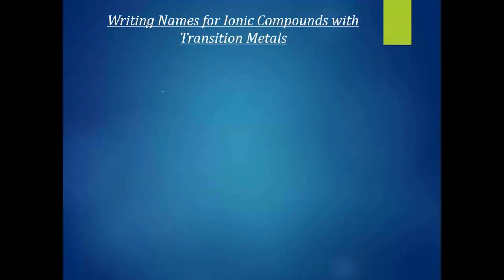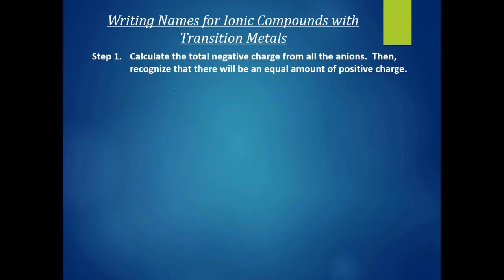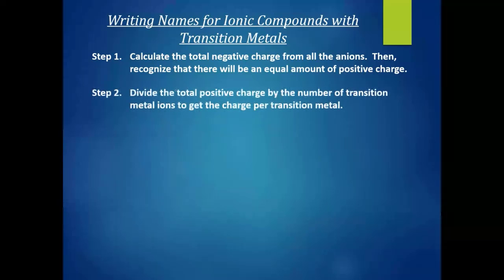Okay. Well, let's go over writing names for ionic compounds with transition metals, because this adds a little extra complication. If you're writing the name for a compound with a transition metal, you have to calculate the total negative charge from all the anions first, because negatively charged ions, or anions, are always pretty consistent about the charge that they have. You can figure it out either from the memorized polyatomic ions or from the periodic table. Their charges don't change. But since the positive charges do change, we sometimes have to figure out what the positive charge is based on the negative charge.